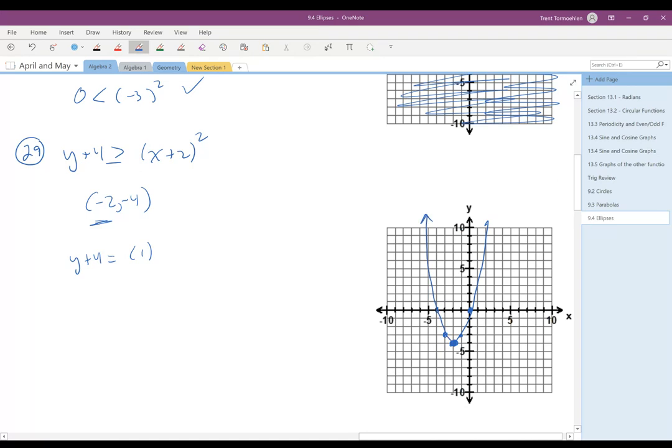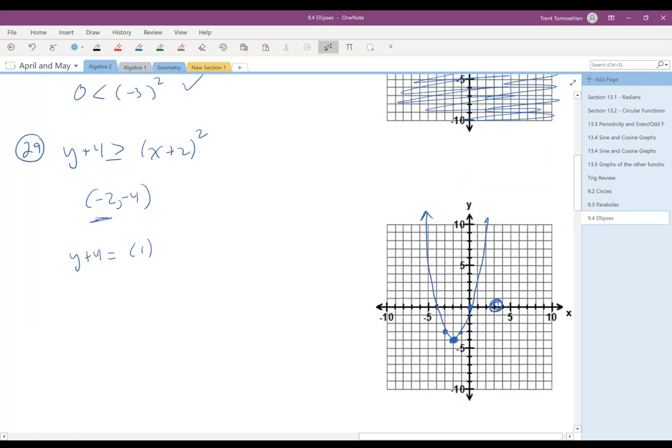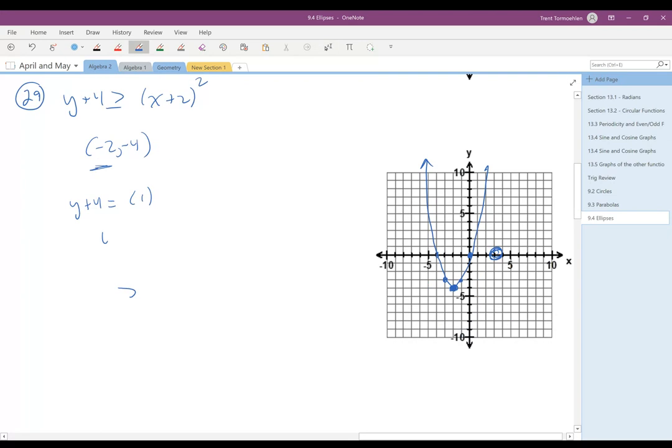And then we need to test a point. We can't test (0, 0) because that's actually on our graph. And so I'm going to just try here. Let's try this point right here, (3, 0). And so if I put in 0 for y, that gives me 4 is greater than or equal to, and then 3 for x, and so that would give you 5 squared.